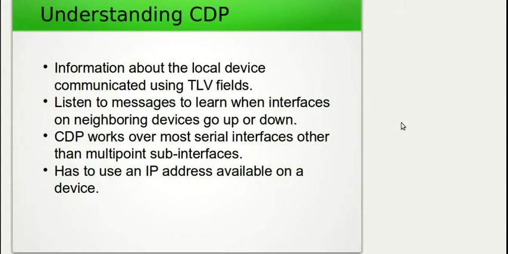Now CDP works on most interfaces, such as Fast Ethernet and serial interfaces, apart from multipoint subinterfaces. We'll talk more about multipoint subinterfaces when we get into Frame Relay. And with CDP, the IP address the device uses in the CDP packet is normally the IP address of the interface it's sending the packet out of.